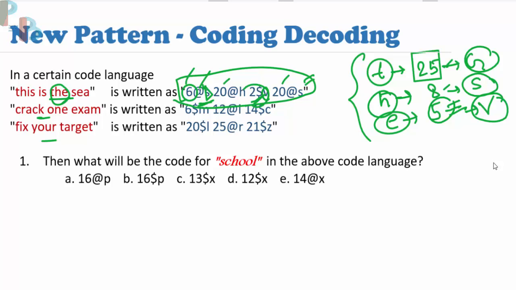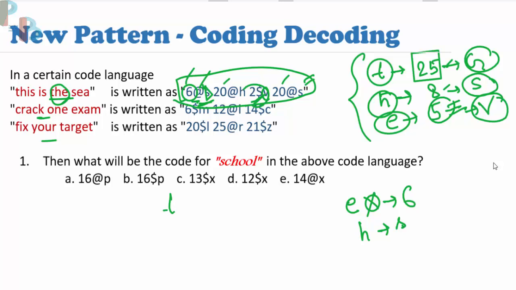Then look, what we are getting: for E we are getting 6, for H we are getting S. Now we'll be calculating what is the code for T at a later time.